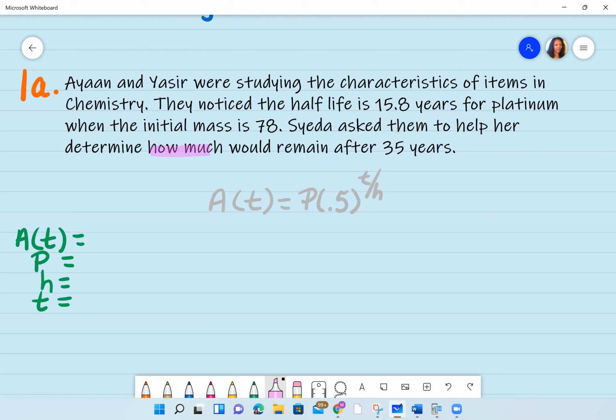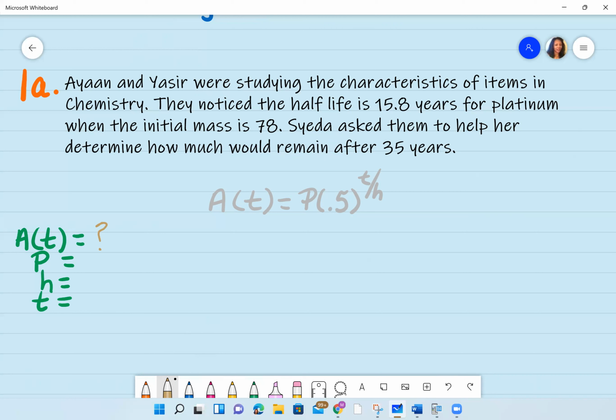It says how much would remain after. So again, after time, I just look at it as A and T, which happen to start with A and T for after time. And that's like the future value. So how much would remain? That's what we're trying to find out. So that's where we're going to put our question mark.